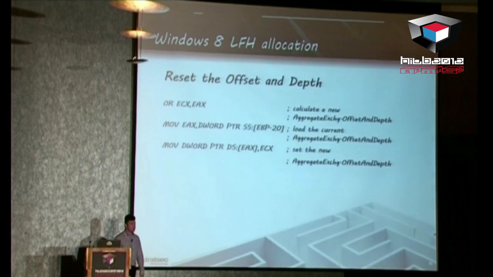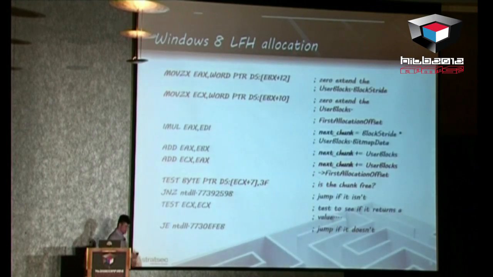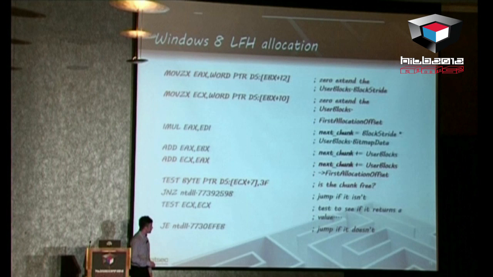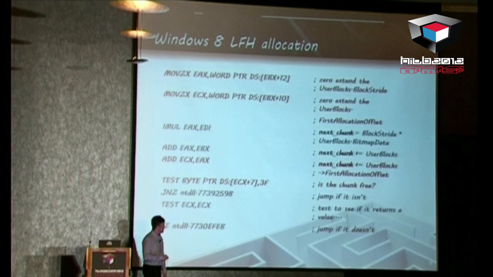So once that's happened, the offset in depth is updated accordingly. The depth is decremented if it's on an allocation, like it is, and rewritten into the data structure there. And this is where it gets a little bit more interesting. This is where the next chunk is going to be coming from. It sets the block stride times the bitmap data, which we saw get updated, and then it adds the first allocation offset. And then at that point, it adds the user block's address.